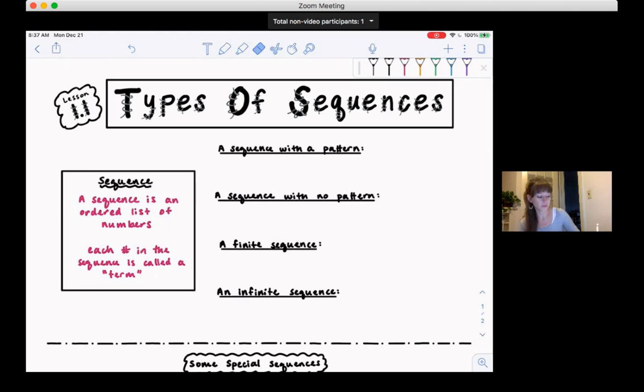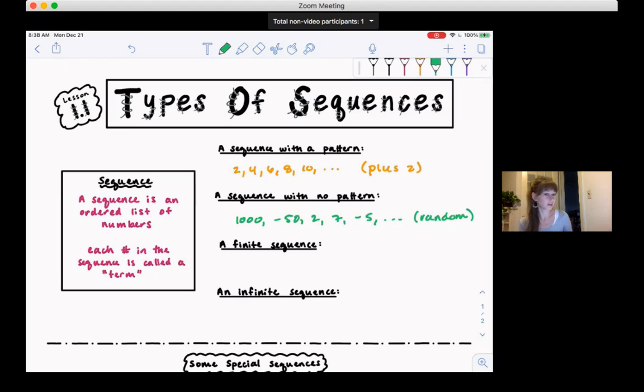So sequences might have a pattern, like this sequence 2, 4, 6, 8, 10, and so on. The pattern here is +2, because I'm adding 2 each time to get from term to term. Sequences might not have a pattern though, they might be totally random, so we could have like 1,000, -50, 2, 7, -5, and so on. So this sequence is just random. Those sequences aren't very interesting. We generally are interested in sequences that have patterns.